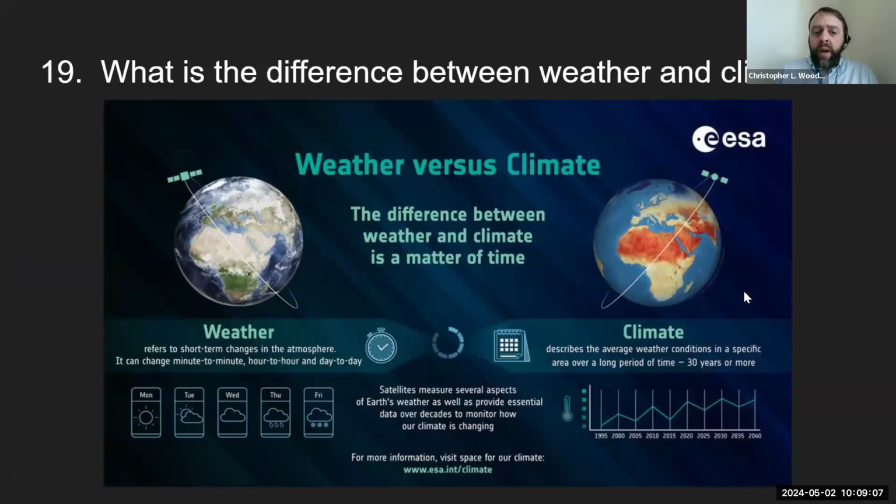The difference between weather and climate, actually very simple. Weather is your day-to-day change. Climate is at least a 30-year average and more. So you can track your temperature and precipitation and air pressure and all that kind of stuff. That's your weather. That's your day-to-day. Take those same measurements and look at them over 30, 50, 100 years. That's your climate.